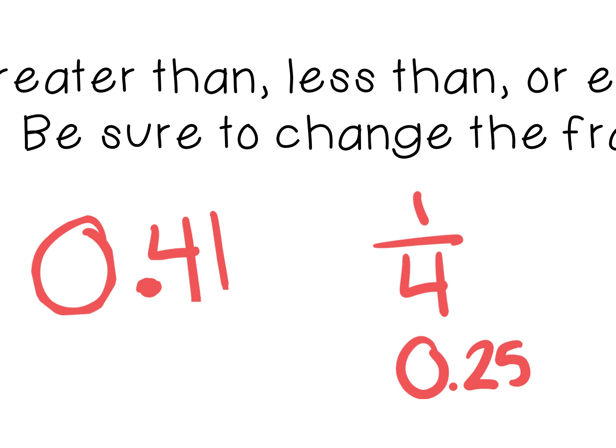0.25. Now, 41 hundredths versus 25 hundredths. 0.41. 41 hundredths is going to be bigger there. Okay? So again, turning them into the same format, to the same place value, is going to be our best bet. Okay? Questions on that?